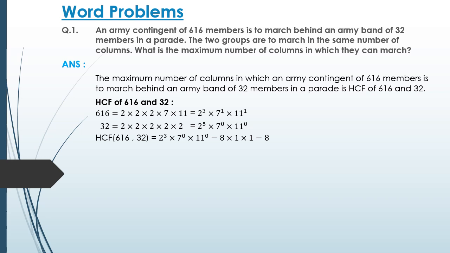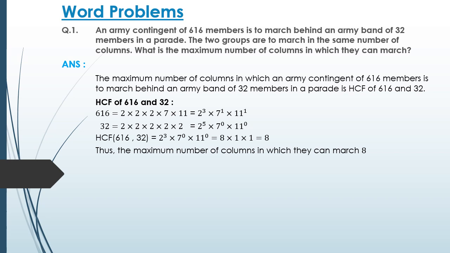So solving this, we'll get 2 cube is 8. 7 raised to 0 is 1. 11 raised to 0 is 1. And calculating this, we'll get 8. This means these people can march in 8 columns. So in the end, we have written the answer. Thus, the maximum number of columns in which they can march is 8. Okay, so 8 columns.